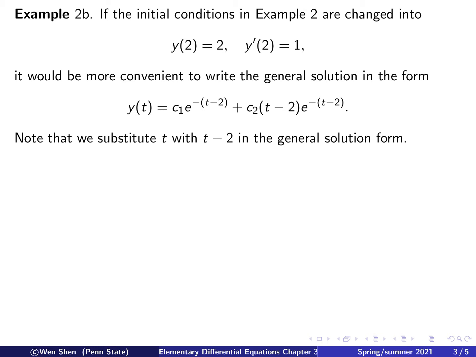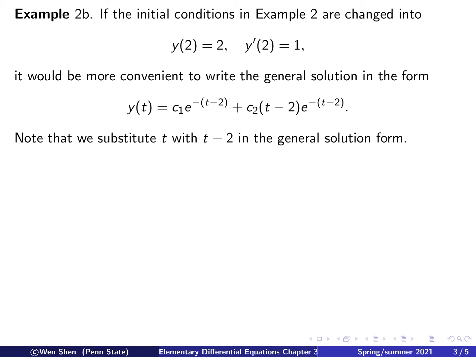Okay, so let's take a variation of this example. It's the same example, but we change the initial conditions into y at 2 is 2 and y prime at 2 is 1. Okay, such initial values that are given not at 0 but at another value t naught we have seen before. And from that example we learned that when we write the general solution, it's more convenient for the future computation to write it in the following way.